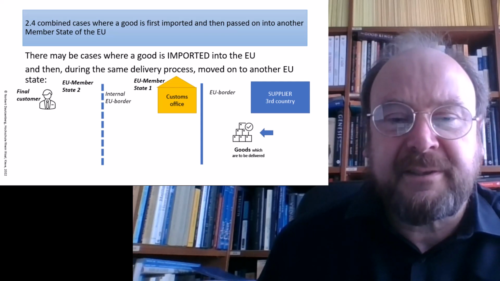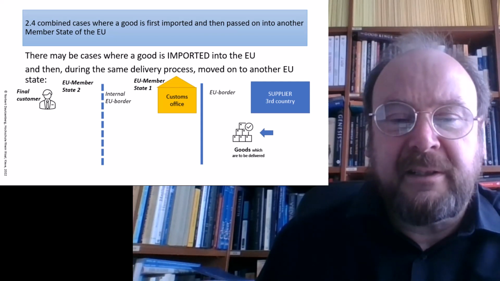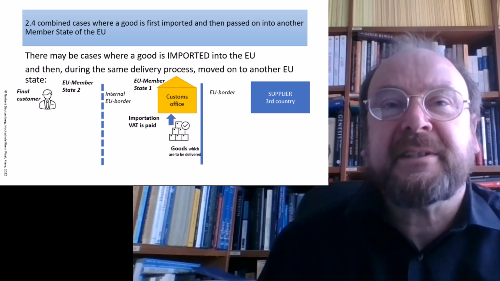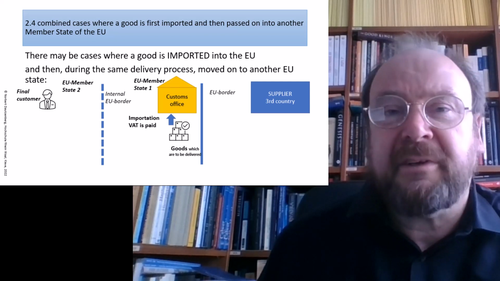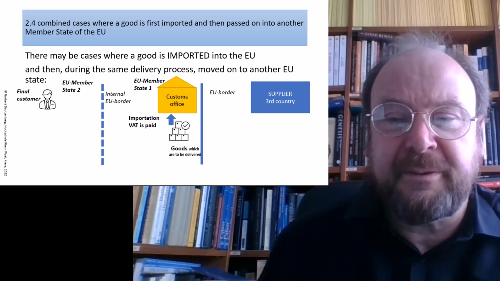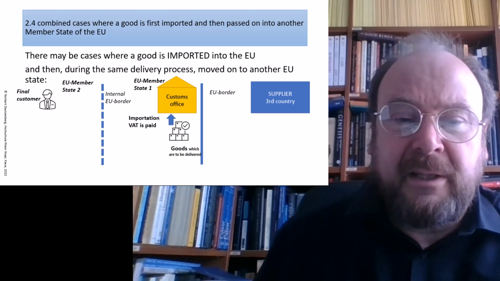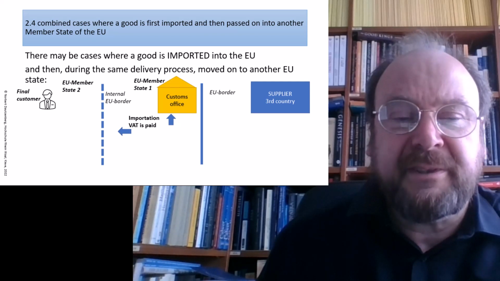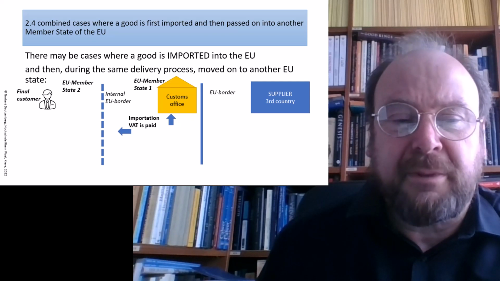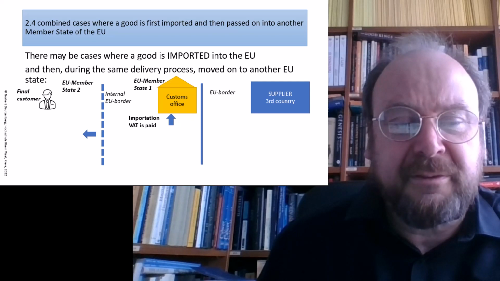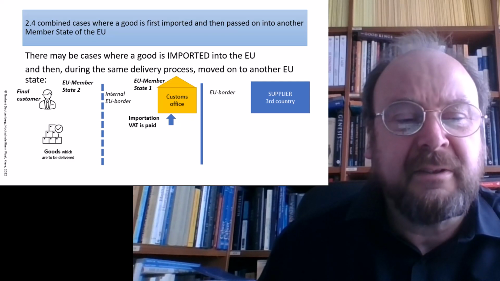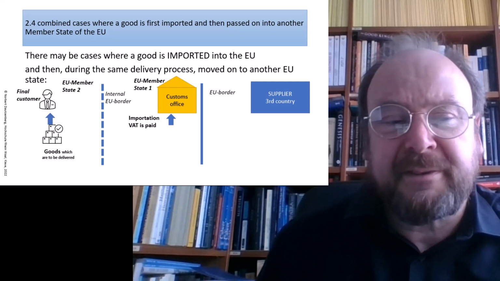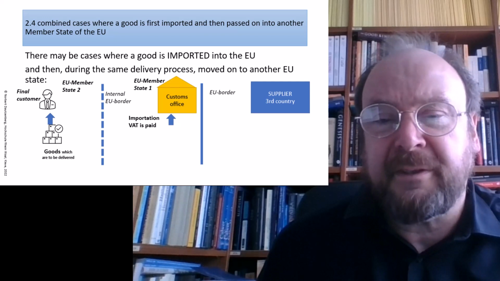So here we have the goods at the beginning. They are in that third state. And now they are sent to the EU. Naturally, the customs office says, hey, stop, importation VAT on the value of these goods to the customs office. The deliverer probably gets a receipt, and then the goods are passed on and travel to the final destination. Here they arrive in member state 2, and surprise, they are handed over to the final customer.